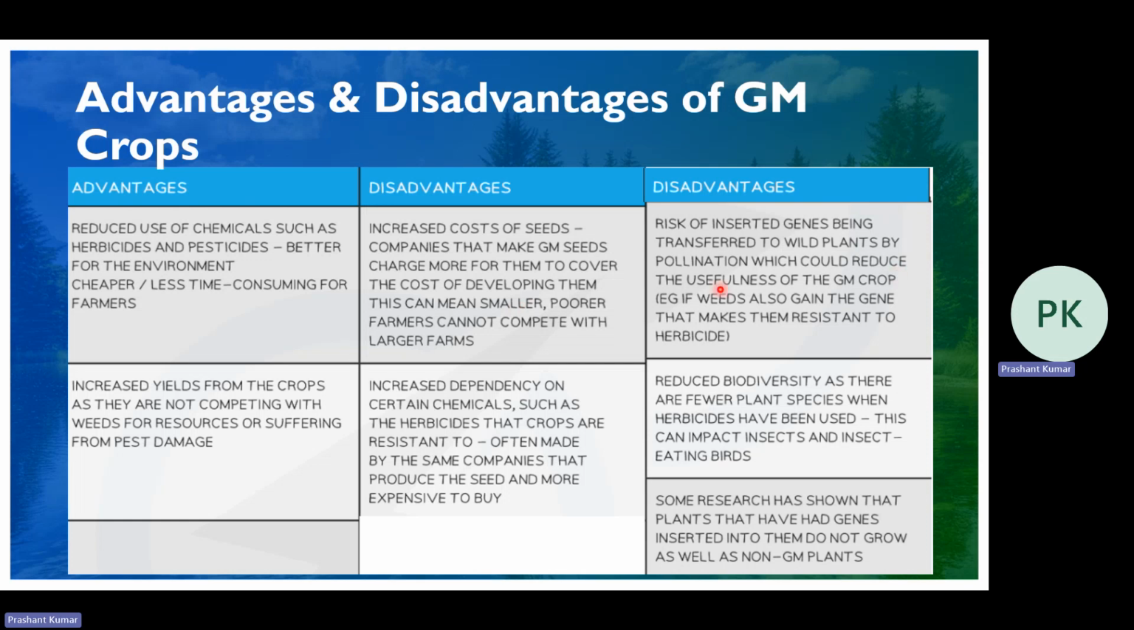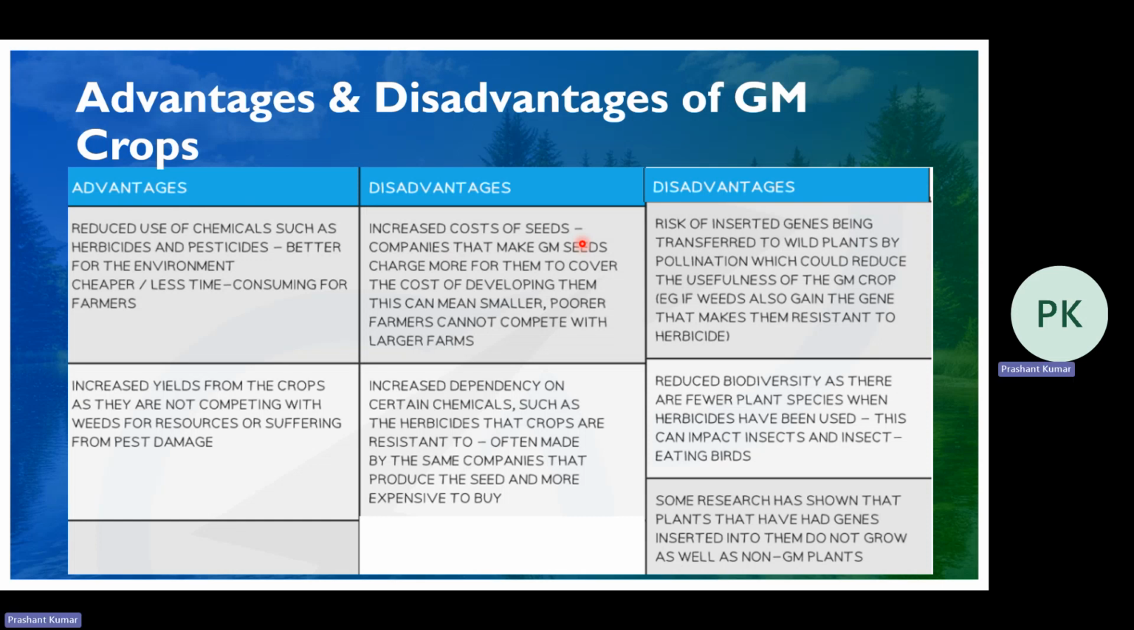Disadvantages. There are many disadvantages. First is increased cost of seeds. Companies that make GM seeds charge more to cover the cost of developing them, right? That is why poor farmers cannot buy them like the large farmers can. There is also increased dependency on certain chemicals, such as herbicides that the crop is resistant to, often made by the same companies that produce the seed and more expensive to buy.